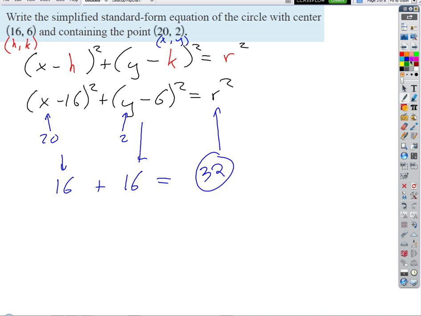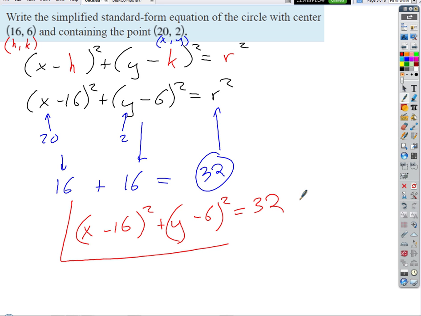So what's our answer then? Well, our answer is just going to be x minus 16 squared plus y minus 6 squared equals 32. Right? Now I've plugged in all the values. I've named my circle. I've plugged in the coordinates of the center, and I've plugged in r squared. So I can figure out what the radius is if I wanted to find it. It's the square root of 32, whatever that number is, because r squared is 32.